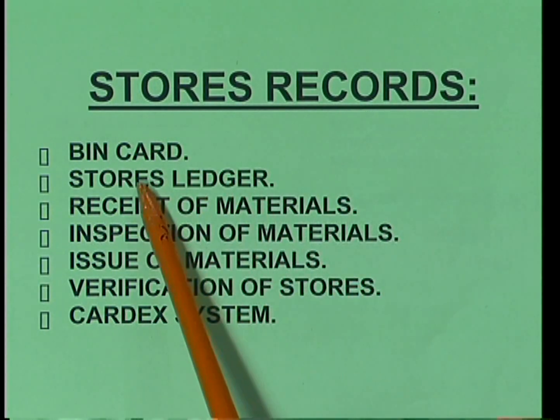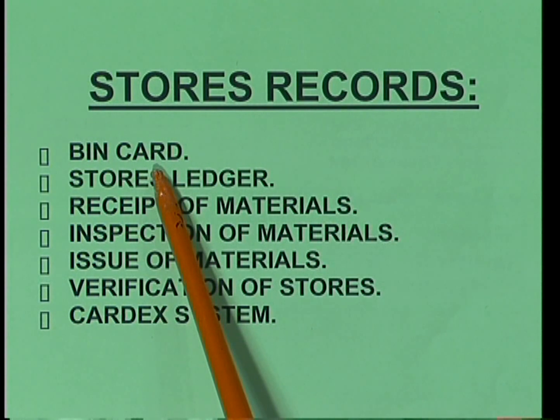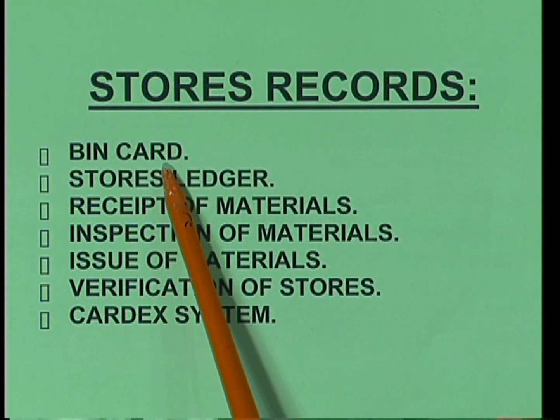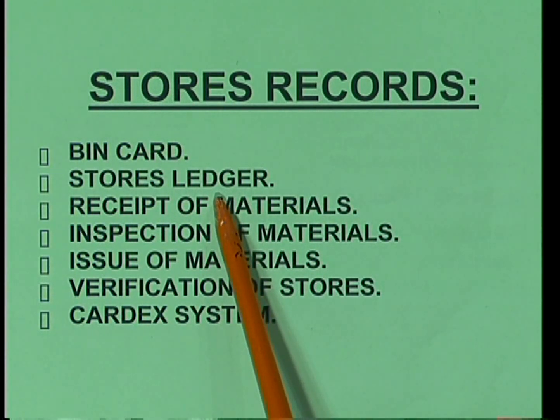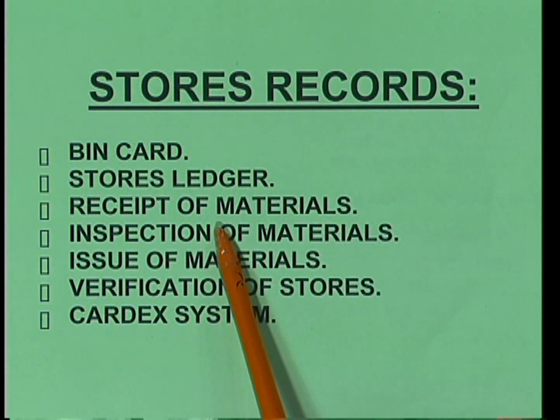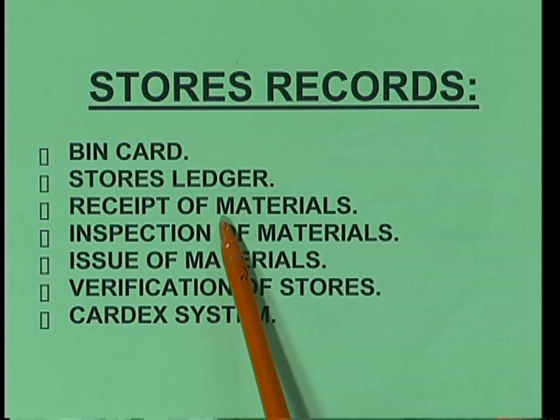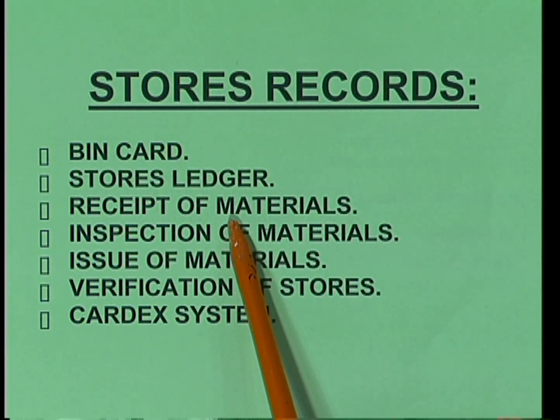There is the bin card. The details of the material will be written on the bin card, and at any time we can see what the remaining material is. Stores ledger: the accounts of the material will be written here. Receipt of material: the storekeeper has to take the material from the supplier. In that case some receipt will be there, and that receipt of material must be submitted by the storekeeper so that further processes can be done, like payment, inspection, etc.